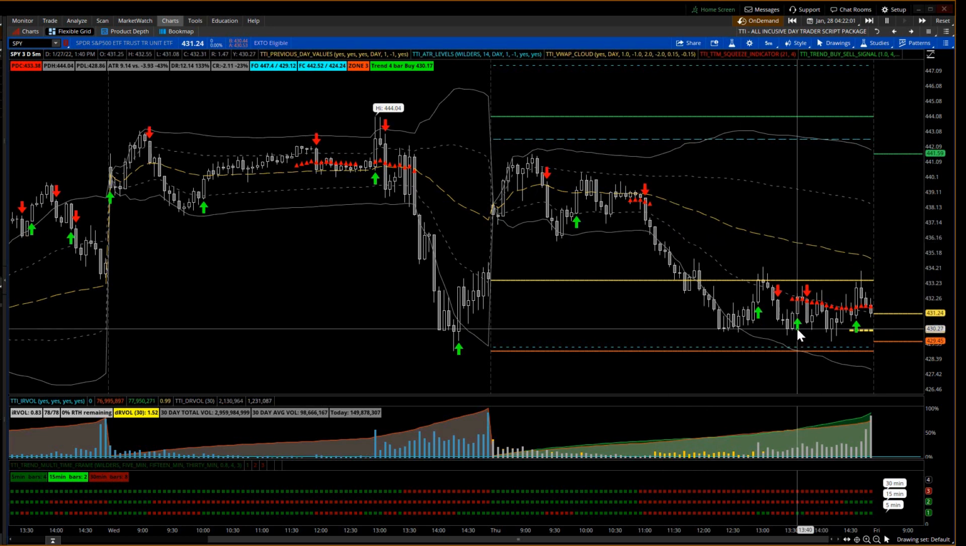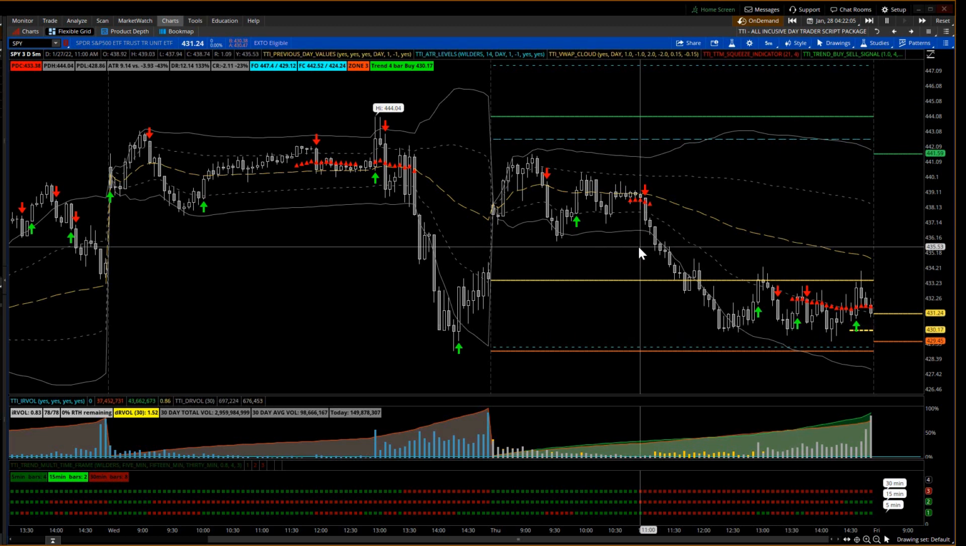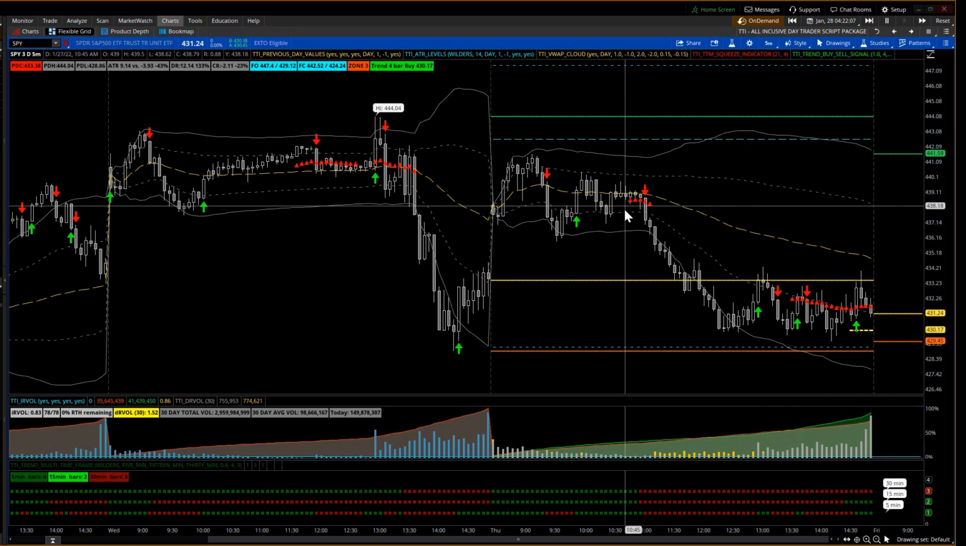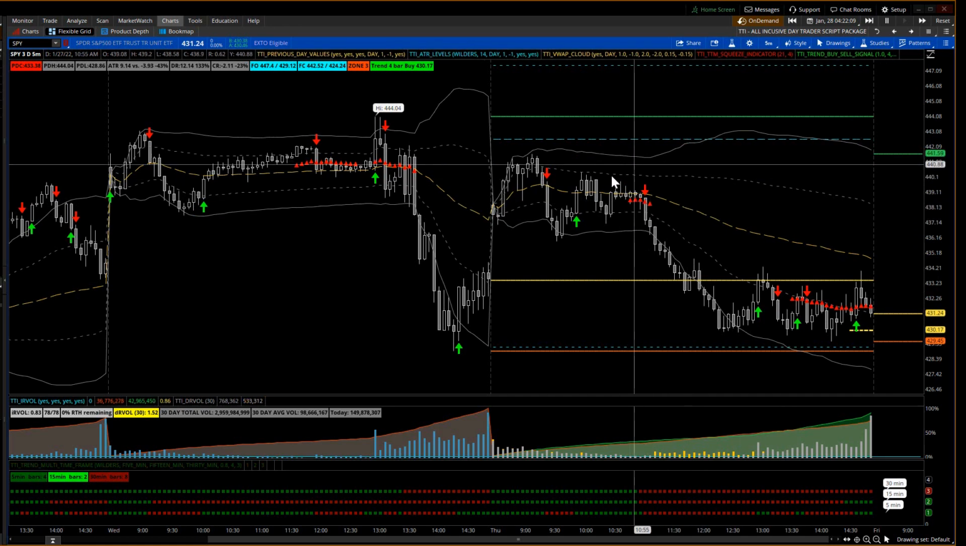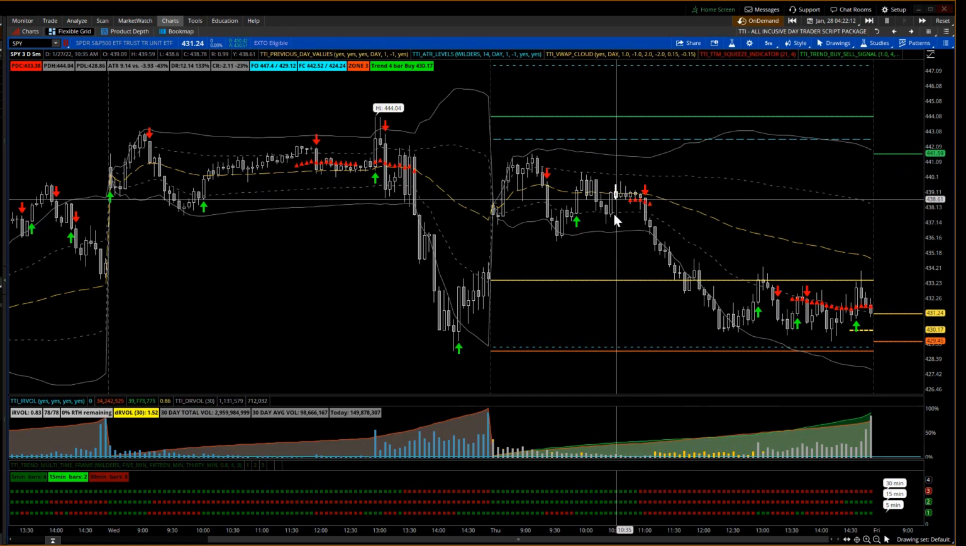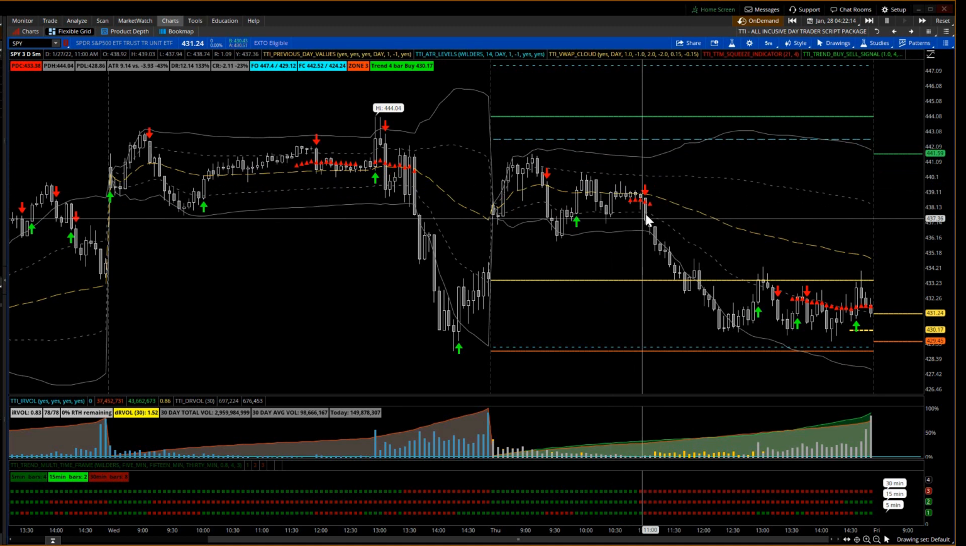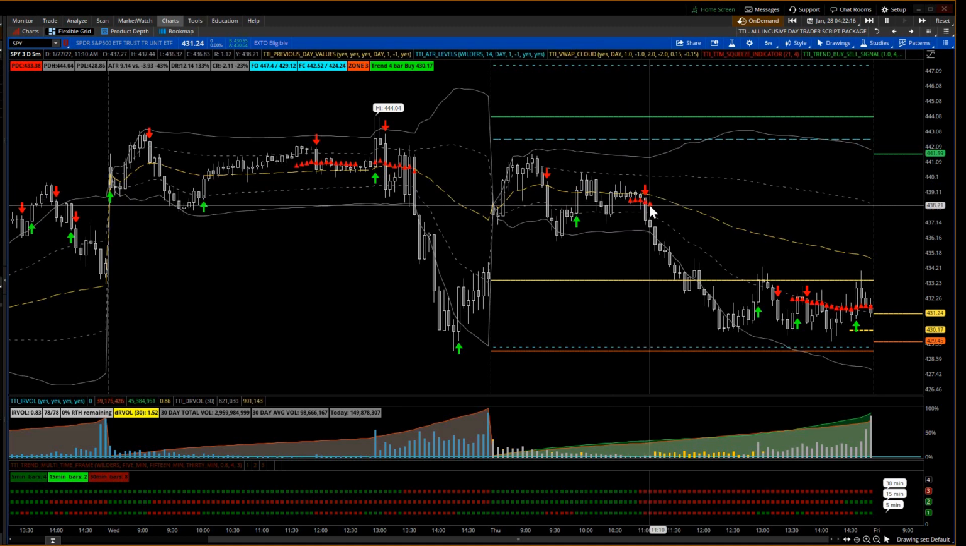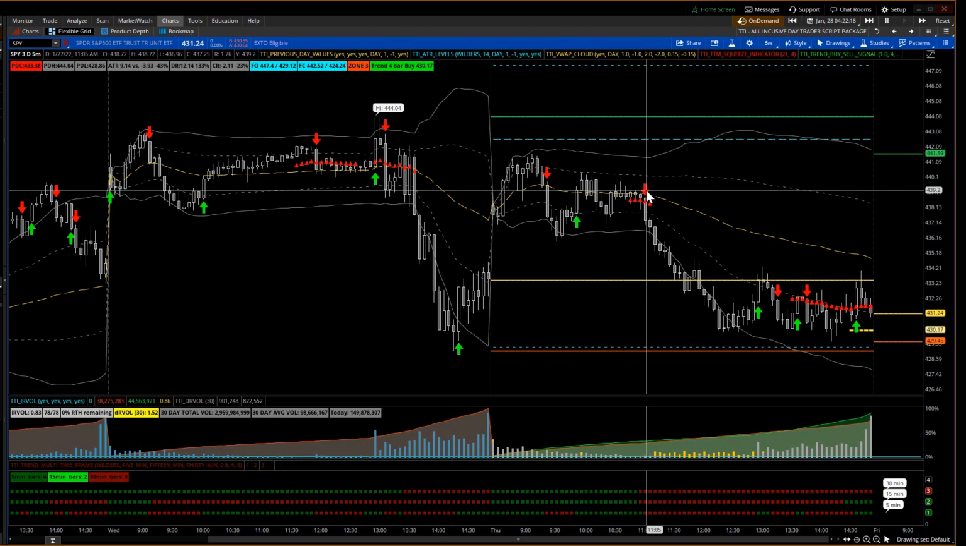So hopefully this trend indicator will help you in confirming other signals. I just showed you an example of how I use 3 different indicators together: the volume weighted average price, the squeeze indicator, and the trend indicator on the 5-minute.